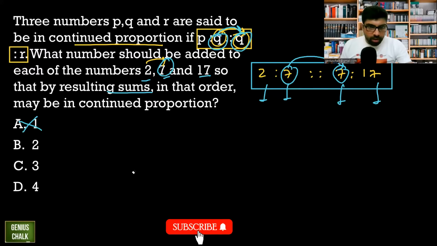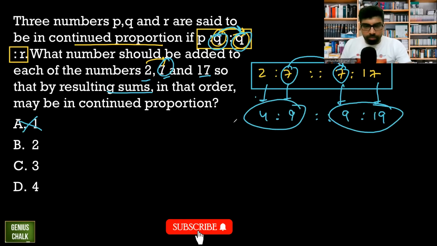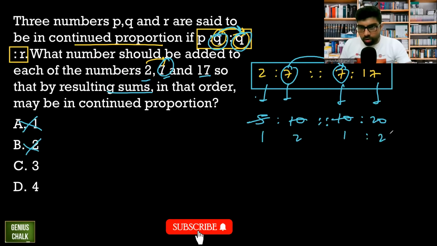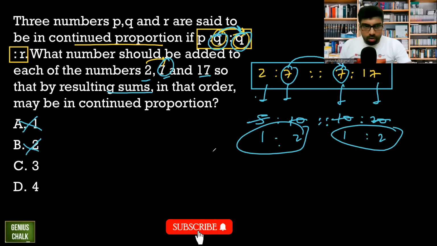Let's pick up the second one. 2 plus 2 is 4. 7 plus 2 is 9. 7 plus 2 is 9. 17 plus 2 is 19. You can see it is again not the same. The ratio must be the same for continued proportion. So 2 also is not my answer. Third: 2 plus 3 is 5. 7 plus 3 is 10. 7 plus 3 is 10, and it is 20. Here you can see it is 1:2, and it is also 1:2. Okay. So what is my answer? Option C is my answer.